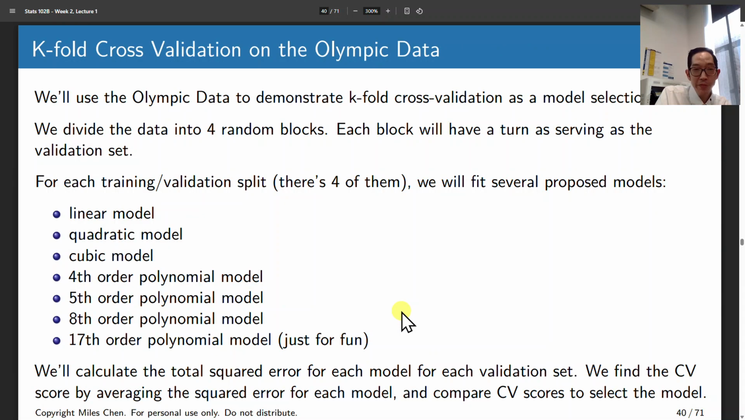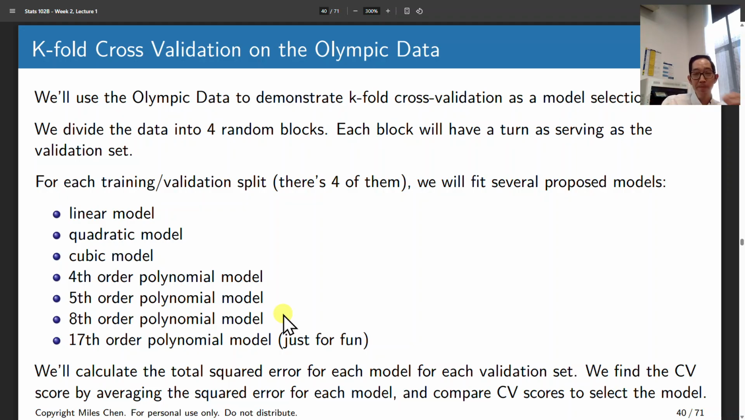And to illustrate how this is going to work, we are going to fit a whole bunch of models, okay? So we divide the data into 4 random blocks. Each block will have a turn at serving as the validation set. And we're going to try fitting a linear model, a quadratic model, a cubic model, 4th order polynomial, 5th order, 8th order polynomial, and just for fun, a 17th order polynomial. Of course, it probably doesn't really make sense to do that, but we will.